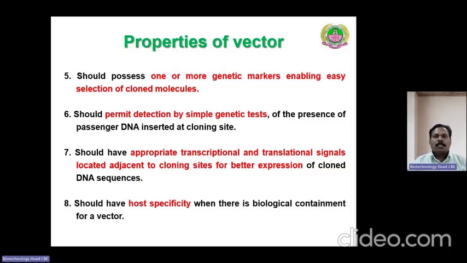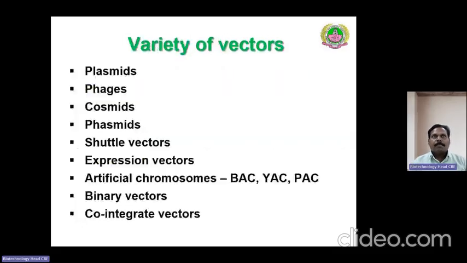Also, these vectors should possess appropriate transcriptional and translational signals, which should be located adjacent to the cloning site for better expression of the cloned DNA sequence. These vectors should have host specificity when an issue of biological containment arises. Host specificity will prevent the vector from escaping from one biological host system to another system.